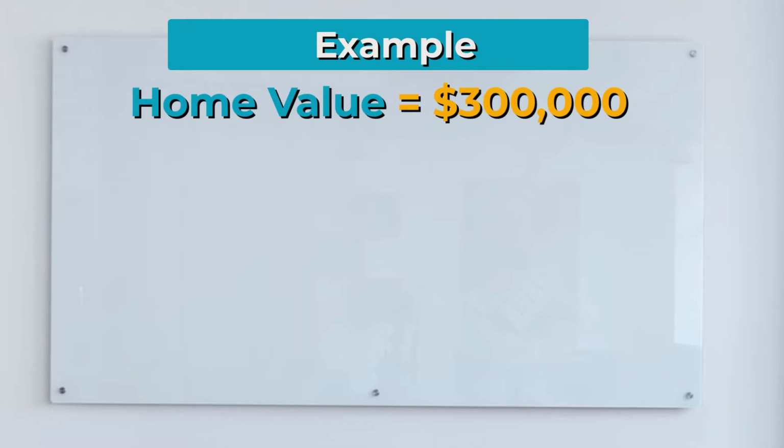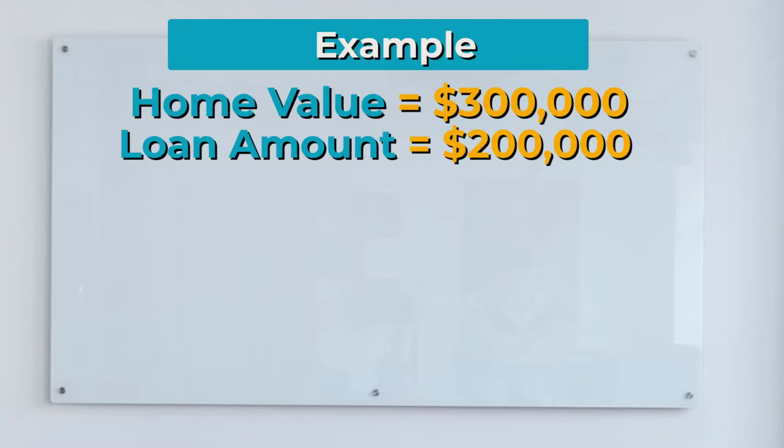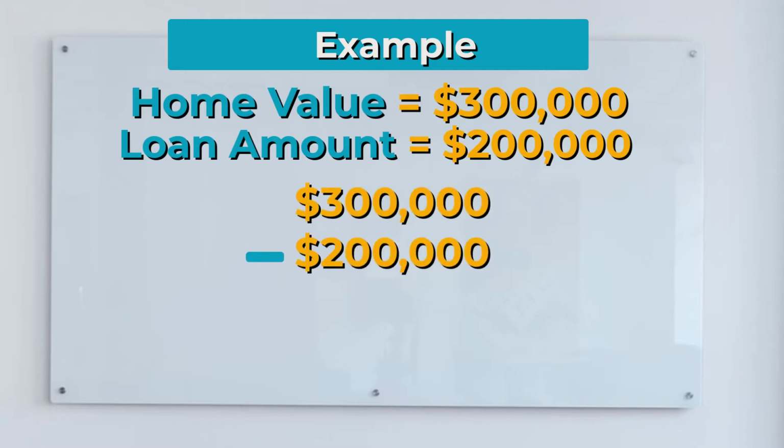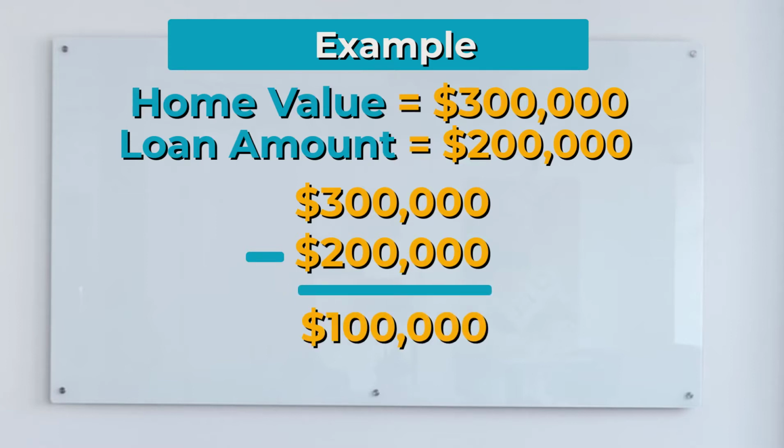So the way that you find the equity is you say, okay, my house is worth $300,000. What's my loan amount? In this example, we're going to have your loan amount as $200,000. We're just going to keep the numbers really simple. So the equity would be $300,000 value minus $200,000 loan. Your equity is the difference between the two, which is $100,000. So that's the equity in the home.